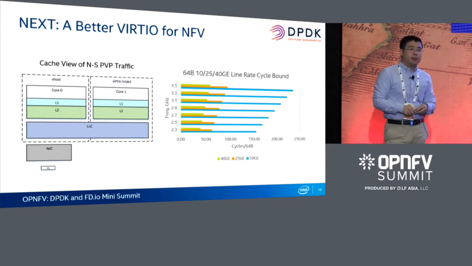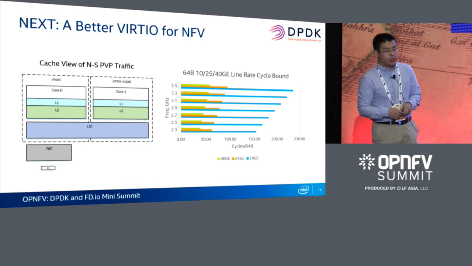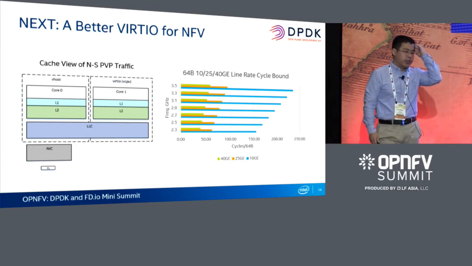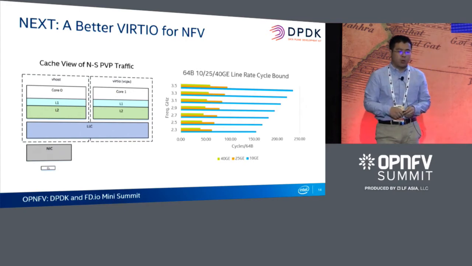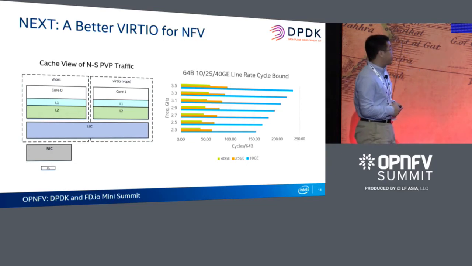We're seeing that the biggest gap for pushing virtualization as the interface for NFV is the performance, actually the throughput. If we compare the virtualization performance in just a north-south PVP case with SR-IOV, you will see a very big gap compared to SR-IOV. What's the reason for that?